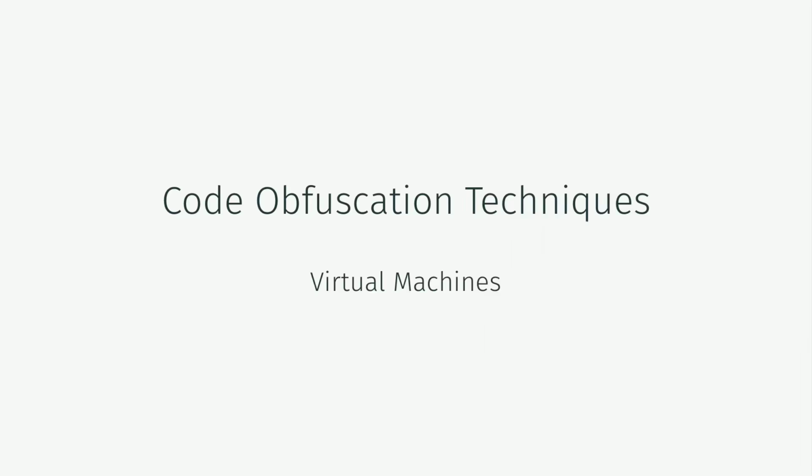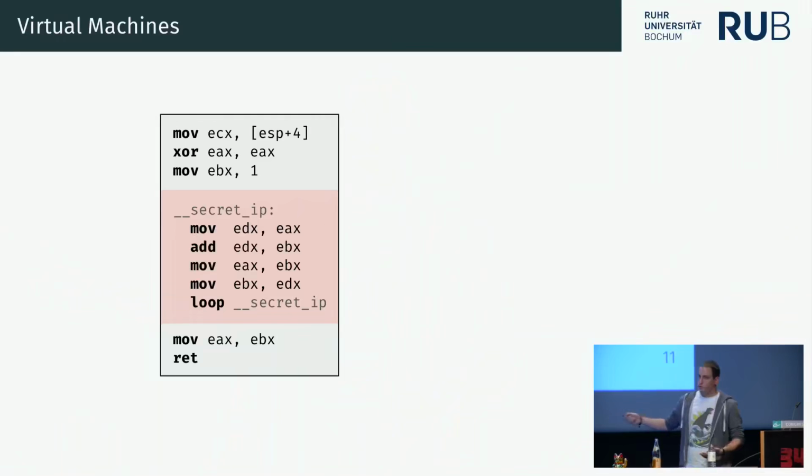Another very interesting technique that has also been deployed in, I guess, every major copy protection out there are what you call virtual machines. So take, for example, this native code on the left. We've got some loop here and some x86 code. And let's just assume the loop here is our precious intellectual property we want to protect.